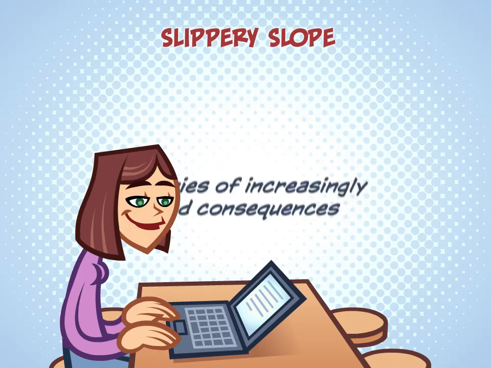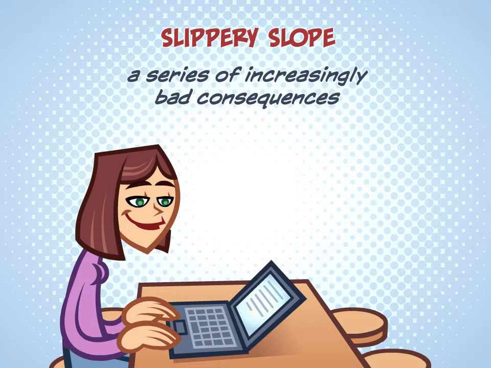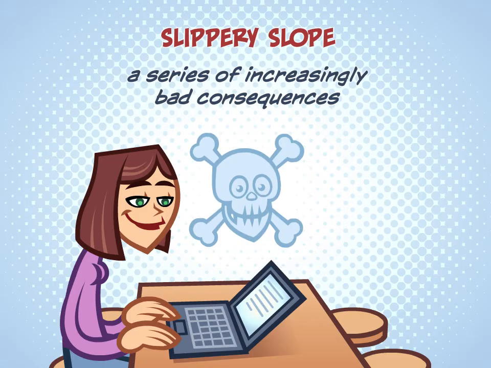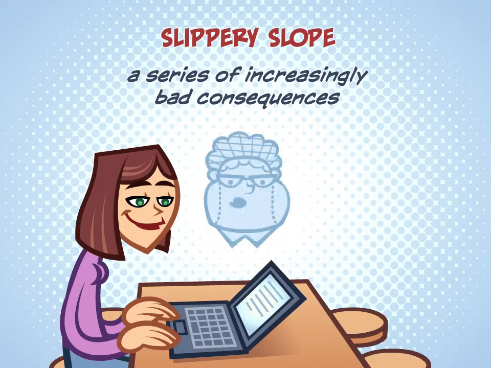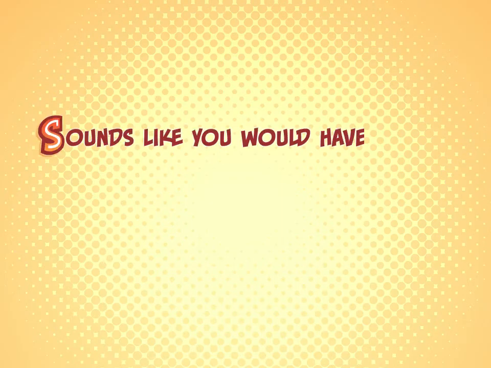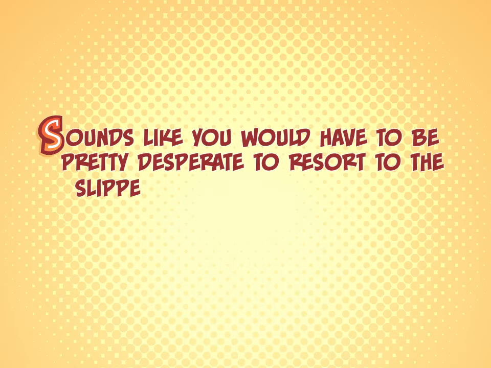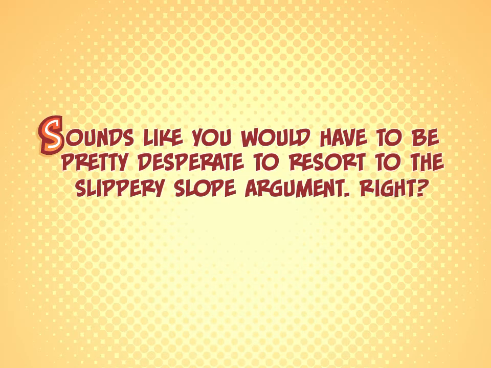When a writer presents a series of increasingly bad consequences, we should be able to look at the final event, in this case, death, and point out that it need not occur as a consequence of eating in the cafeteria. Sounds like you would have to be pretty desperate to resort to the slippery slope argument, right? Right. And here's one more that's harder to detect, but just as wrong-headed.